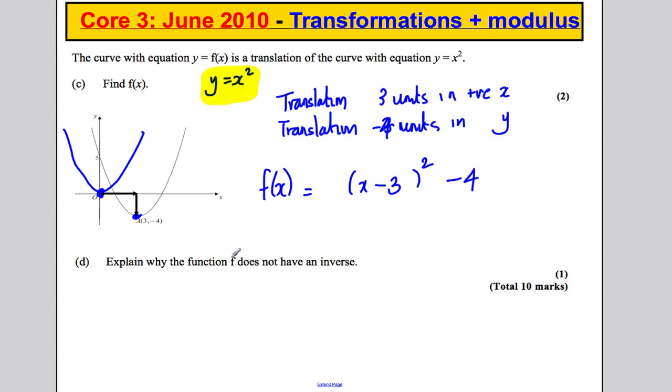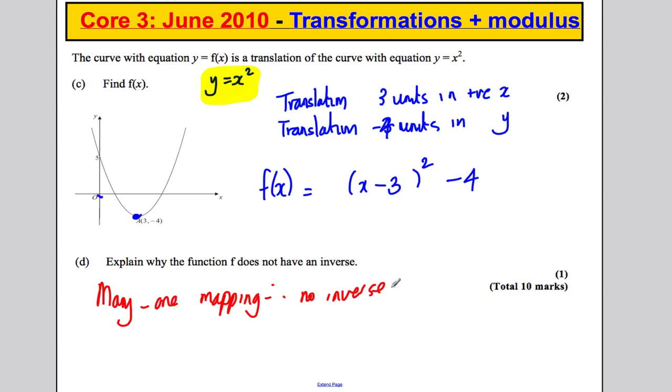Explain why the function does not have an inverse. Just looking at f, how come f does not have an inverse? Well, the only functions that have an inverse are one to one. This function, there are many x's that give the same y, so it is a many to one mapping. Therefore, no inverse. And it's as simple as that.